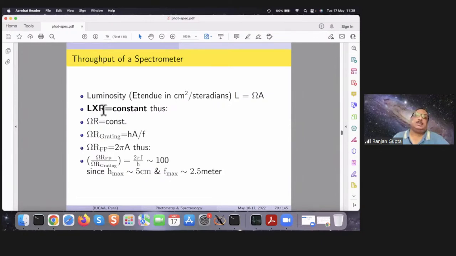And this is constant, which means whatever the instrument, whether it is a prism or a grating or a higher resolution instrument, it will have this constant, which itself will be different for different combinations. So either you make the luminosity or the output of the instrument much higher, then of course the resolution will be lower. And in reverse, if the resolution is very high, then you will have very little light coming out.